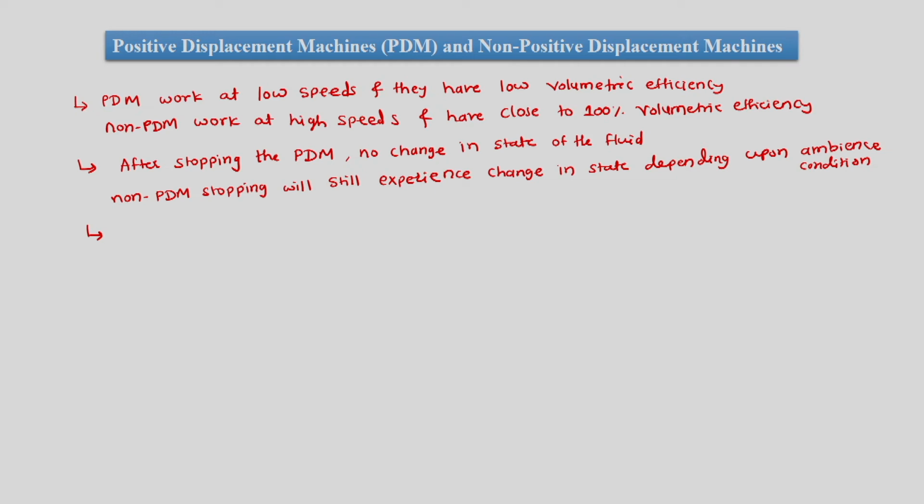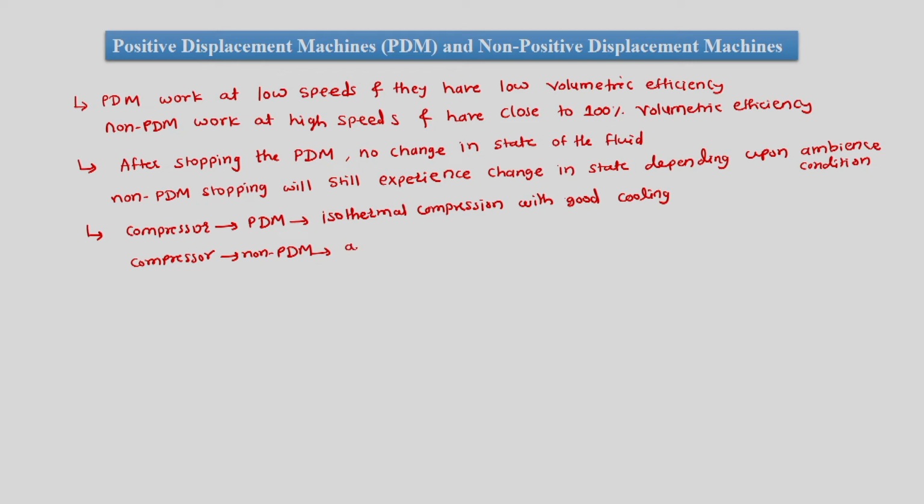in such case if we have complete cooling, then as in case of compressor, PDM can achieve isothermal compression with good cooling. Similarly, in case of compressor, non-PDM generally have adiabatic compression. So, the process of compression invariantly is adiabatic in case of non-PDM or our rotary machines, and then if we implement good cooling system, then the compressors which are reciprocating compressors can lead to the isothermal compression.